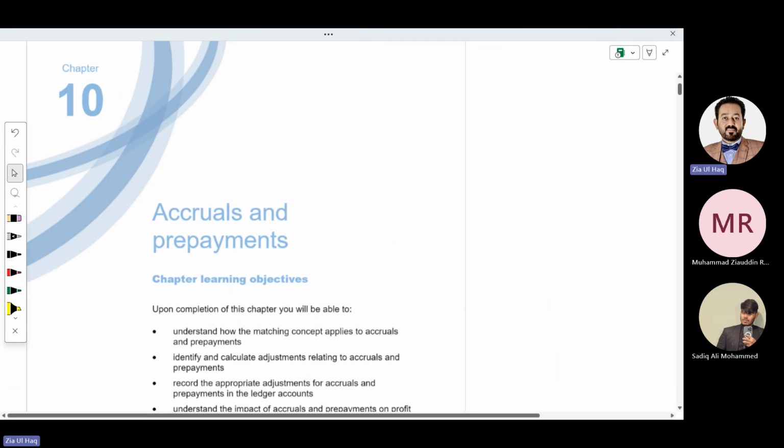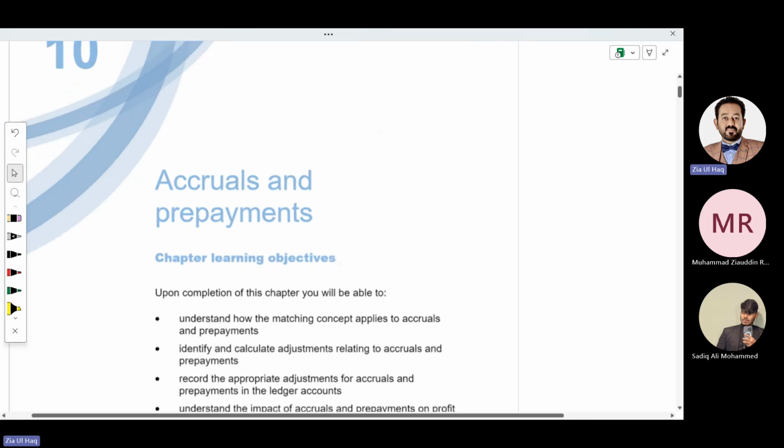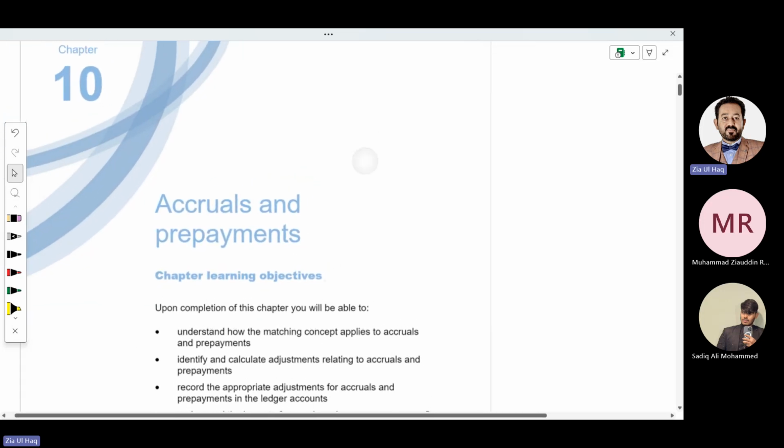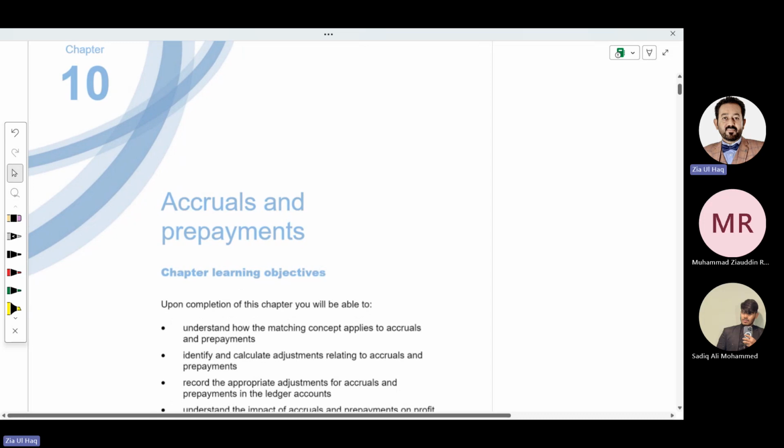So chapter 1 to chapter 9 we have covered so far. And today we have a target to cover 3 chapters, chapter 10, chapter 11, and chapter 12, because all these 3 chapters are smaller, not bigger chapters. That's why we can cover them in one day. Chapter 10 is about accruals and prepayments. Meaning they are two topics. One is called accrual and one is called prepayments.